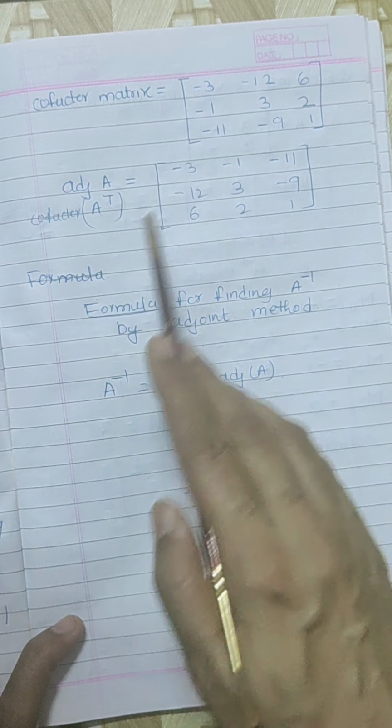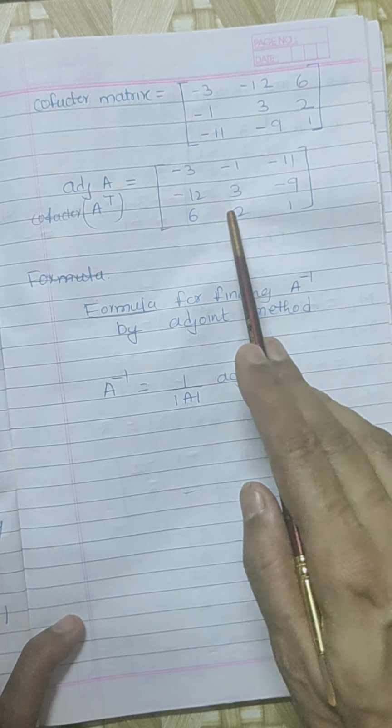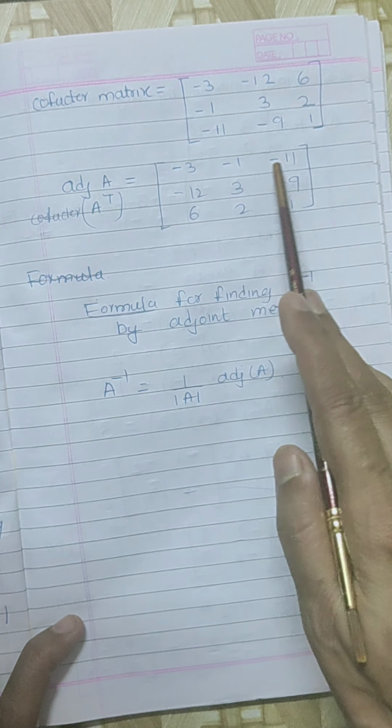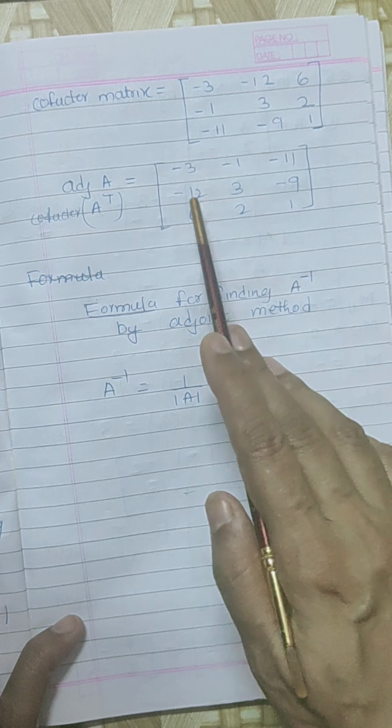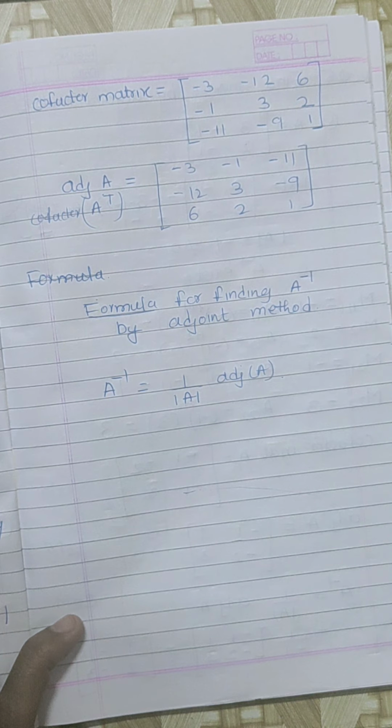So adjoint means take the transpose of this. So transpose of this is to change the rows into columns. So 3, minus 1, minus 11; minus 12, 3, minus 9; 6, 2, 1. So this is the adjoint matrix of the given matrix A.